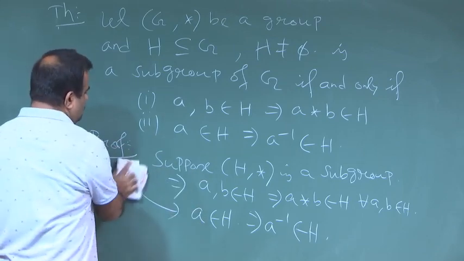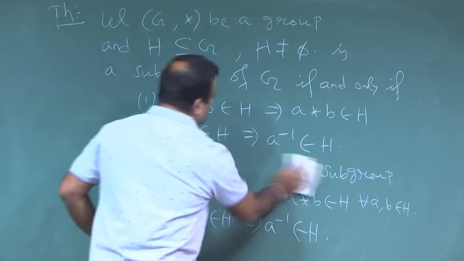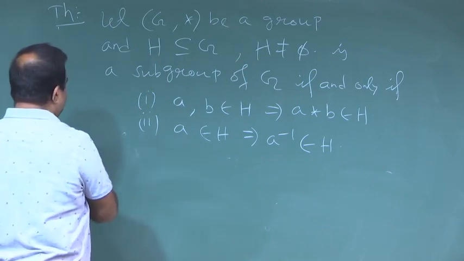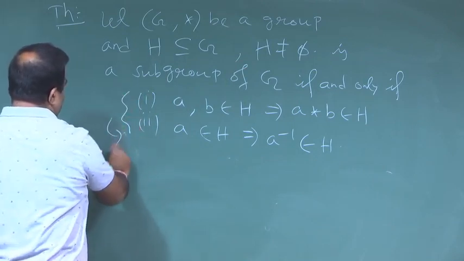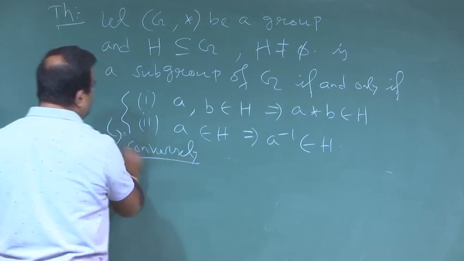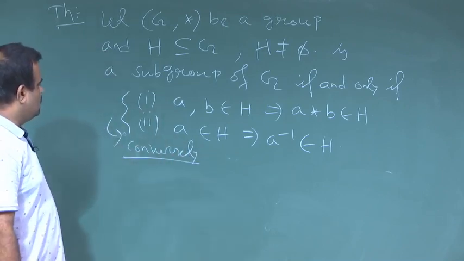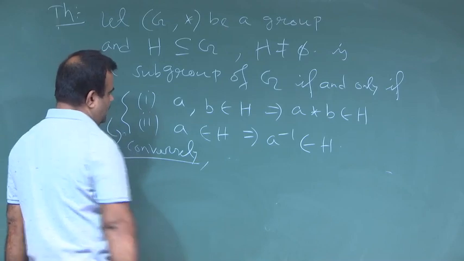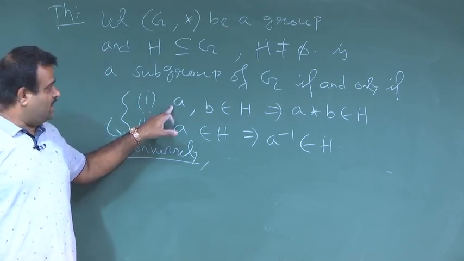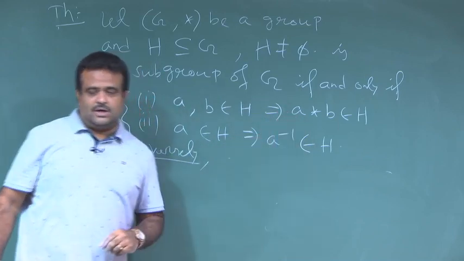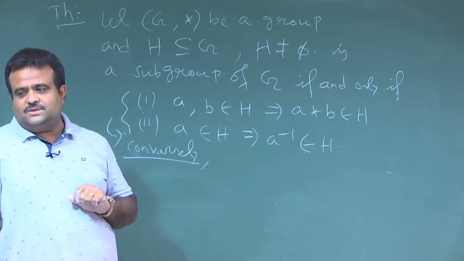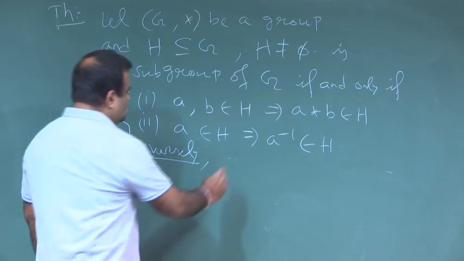Now, the other way, the converse. Converse means, suppose H is a non-empty subset and these two properties are satisfied, then we have to show that H is a subgroup. Okay. So, the first property is telling us the closure property. If you take any two elements, then a star b belongs to H. So, the closure property is satisfied, closure is done.